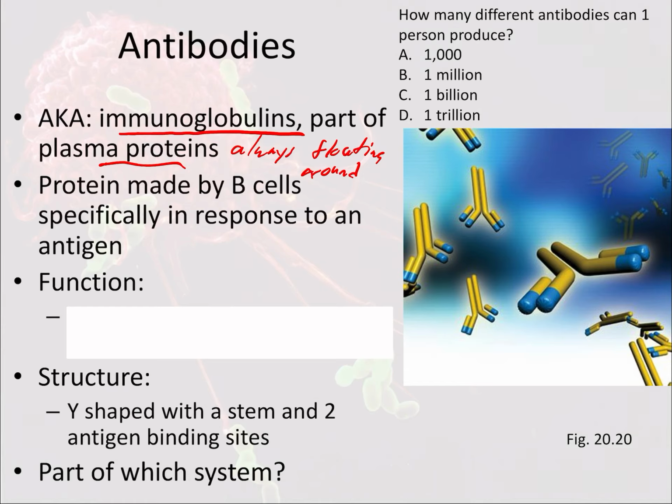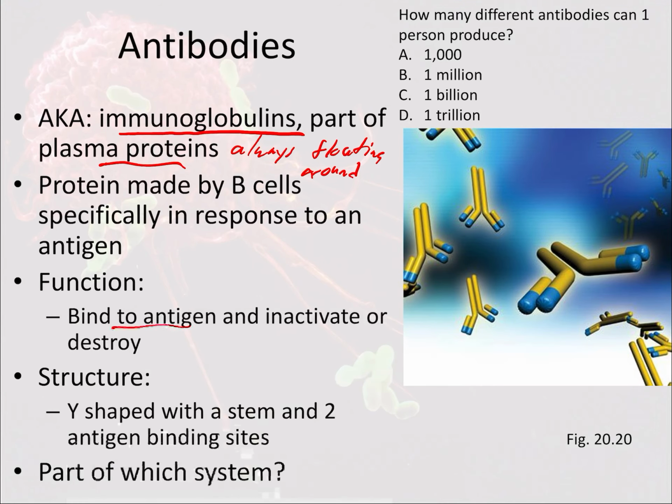Okay, so an antibody is a protein made by the B cells specifically in response to an antigen. And so what they do is they bind to that antigen and either inactivate it or help to destroy it. They could destroy the cell that it's a part of, or they could destroy the antigen itself. The structure of these is usually some type of Y shape, looking somewhat like this, with the stem here, and then two binding sites.